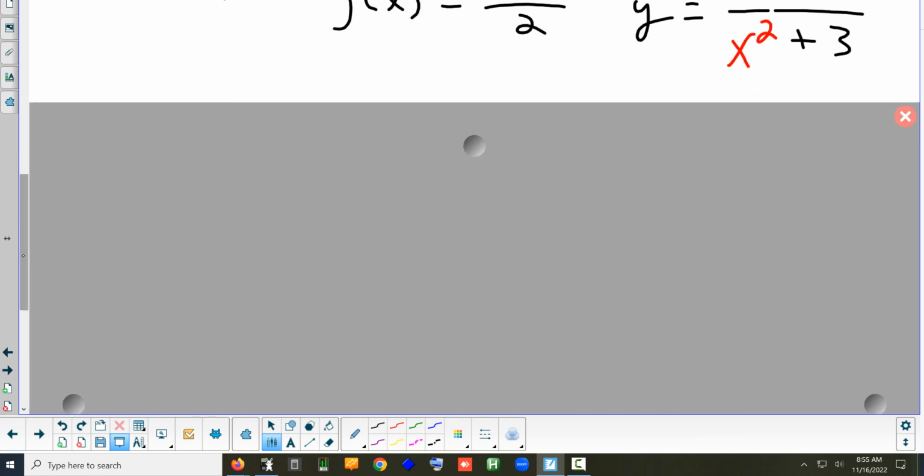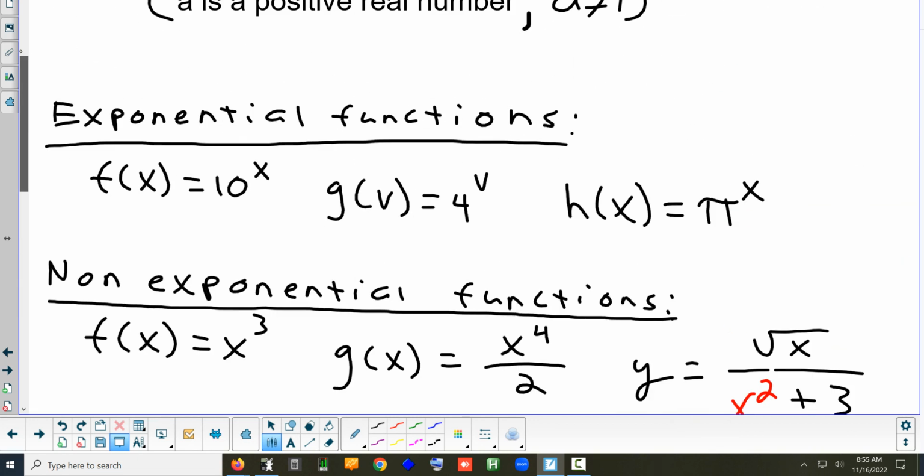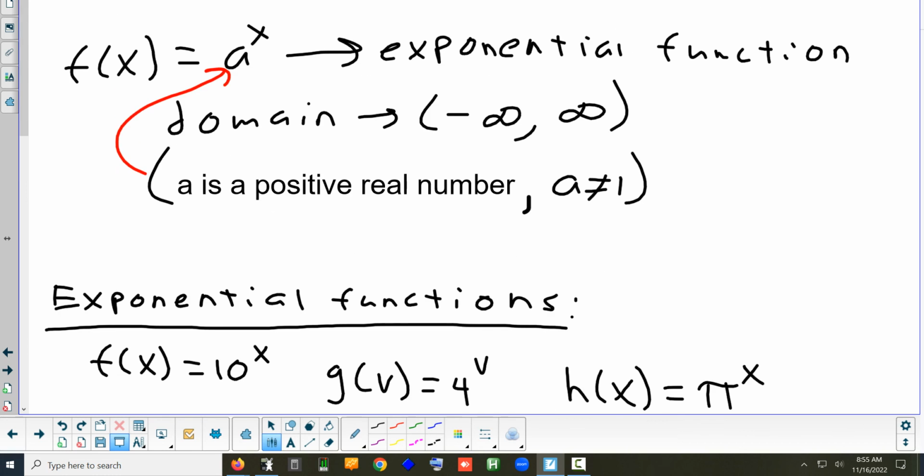Can the base be a decimal? The base can be any positive real number you want, except 1. So the answer is yes. And in fact, when the base is a decimal, like 0.5 or 0.3, we're going to see a different kind of curve than when it's bigger than 1. So whether the base is bigger than 1 or smaller than 1 controls whether it curves up or curves down.